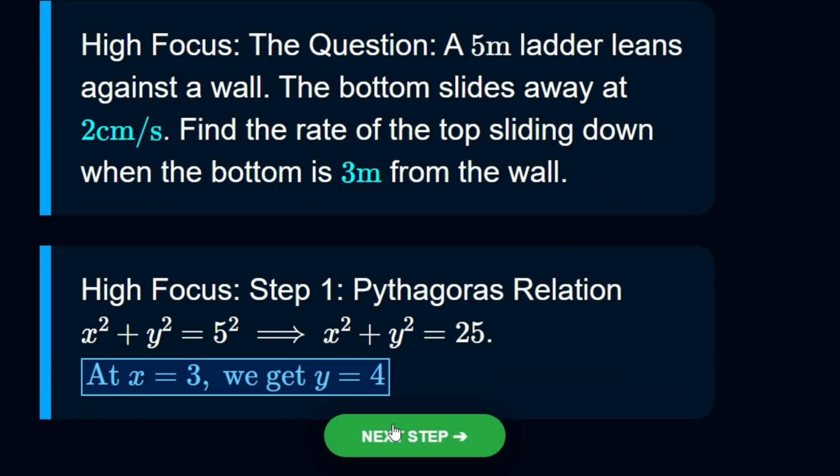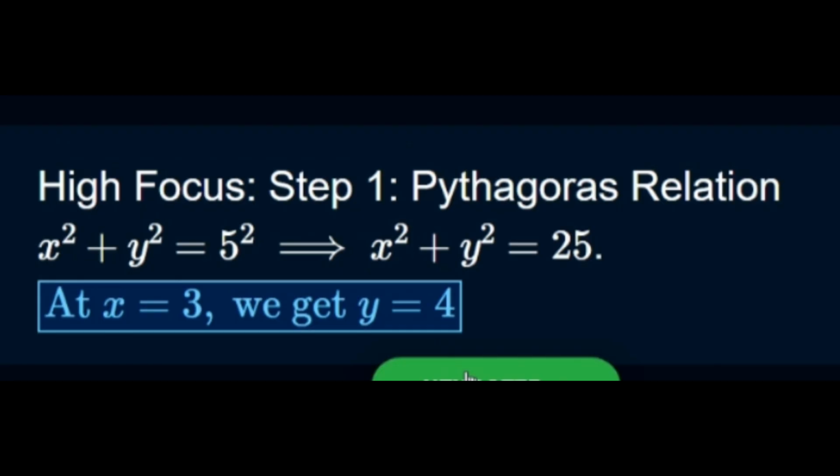So the ladder acts as the hypotenuse, and the wall height must be y is equal to 4, and the distance from the foot of the ladder to the wall is 3, which means x is equal to 3. So x square plus y square is equal to 5 square, that is, x square plus y square is equal to 25.